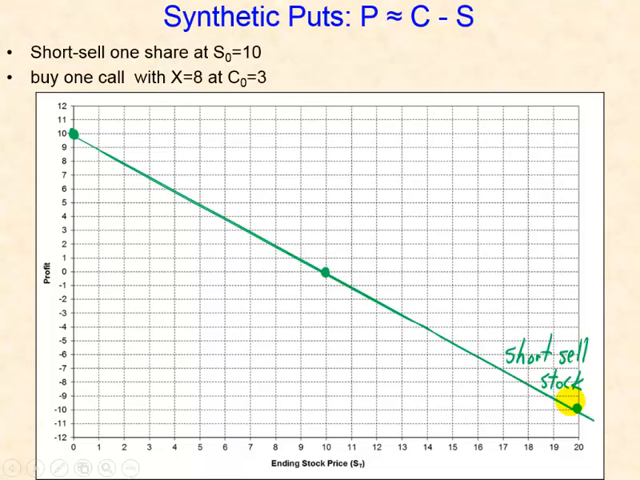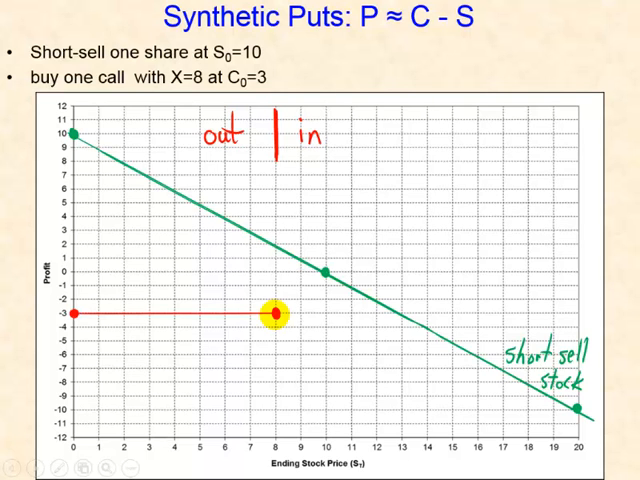So the green line shows the profit from the second part of the equation up here, short selling the stock. Now we need to buy a call option with an exercise price of 8 and a premium of 3. So I'm going to come here to $8. We know the call is going to be in the money at high stock prices and out of the money at low stock prices. So as soon as we buy that call, we lose the $3 premium, and we will do so for any stock price less than $8.